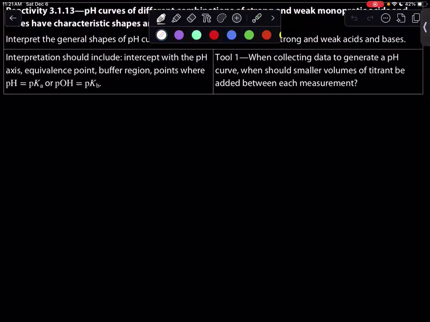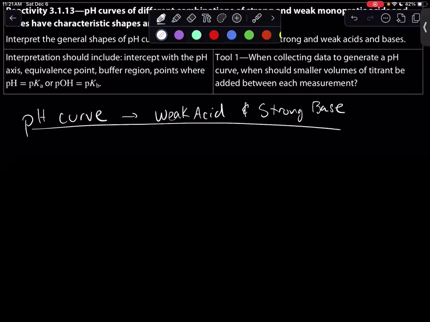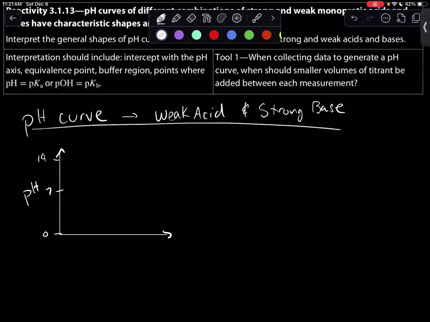So what we're going to start out with is just a little bit about the pH curve when we're dealing with a weak acid and strong base. To do this, we're actually going to start with a simple comparison between a strong and a strong. So I'm going to go ahead and just make my curve right here. We have our pH on the y-axis with our neutral point at 7, our high point at 14, and low point at 0, with our volume added.